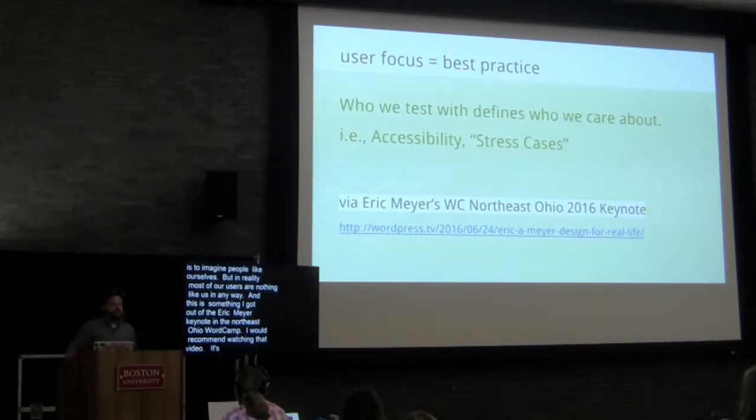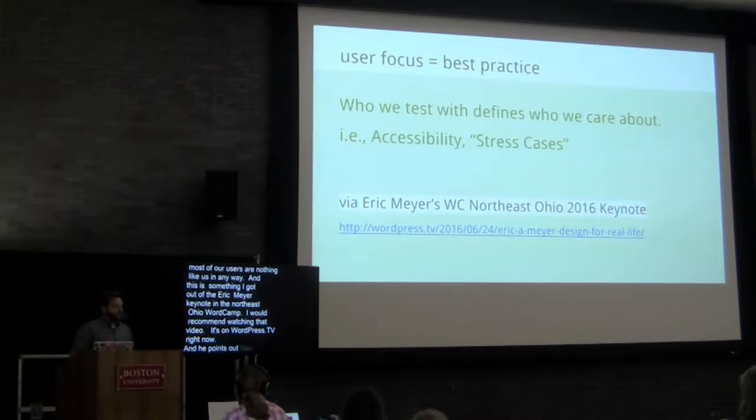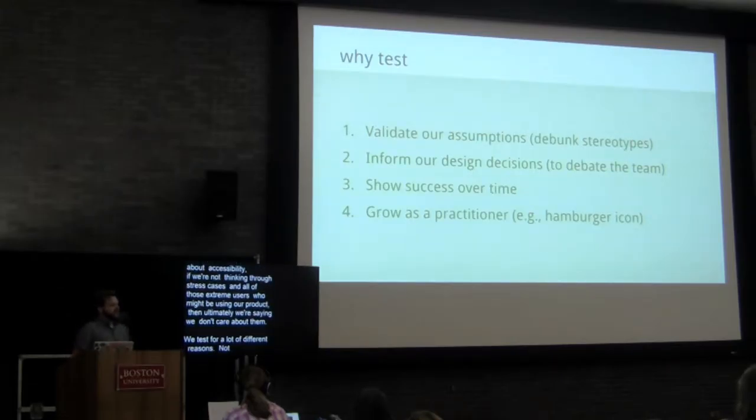He points out that who we test with and who we consider when we're evaluating our product really defines who we care about. So if we're not thinking about accessibility, if we're not thinking through stress cases and all of those extreme users who might be using our product, then ultimately we're saying we don't care about them. We test for a lot of different reasons, not just because it's best practice. We test to validate our assumptions.